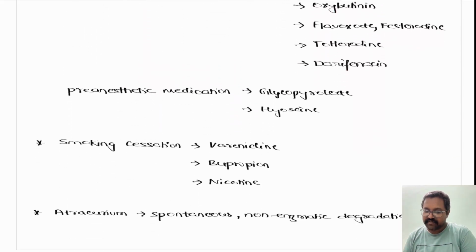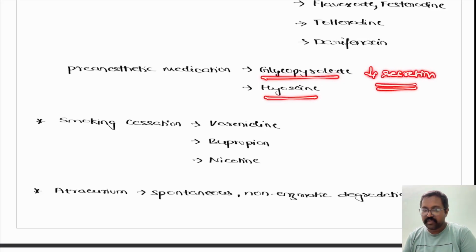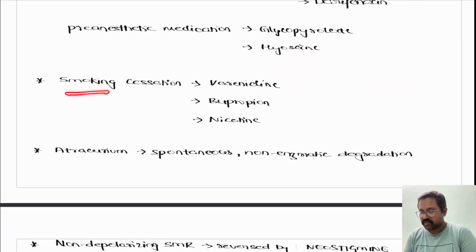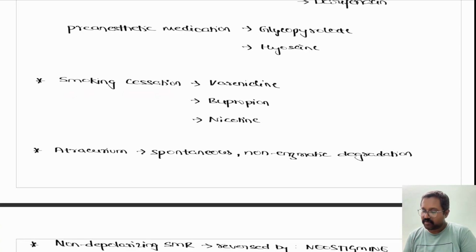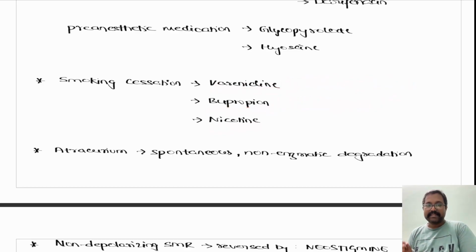Next we have pre-anesthetic medication. We use atropine derivatives like glycopyrrolate and hyoscine to decrease the secretions just before anesthesia. What are the drugs which are used for smoking cessation? For smoking cessation, we use three groups of drugs: varenicline, bupropion, and nicotine. Bupropion is an antidepressant, and varenicline is the most effective drug for smoking cessation.